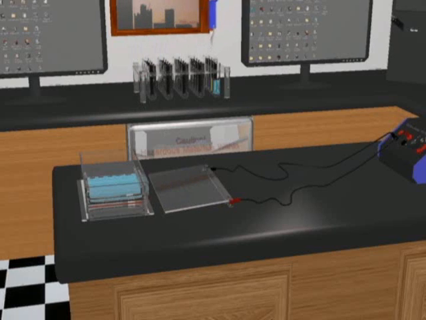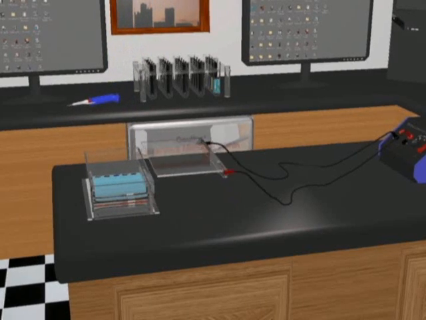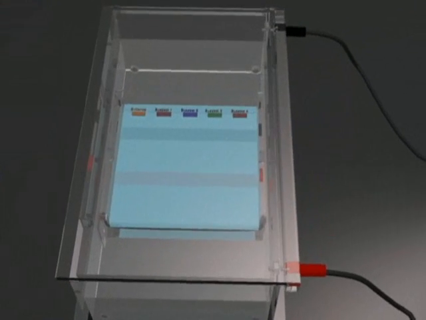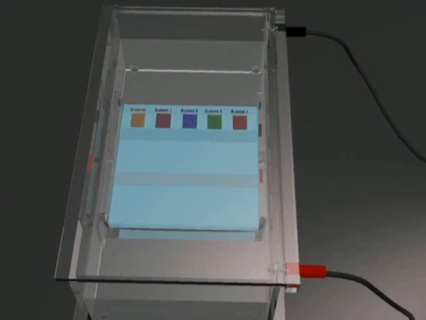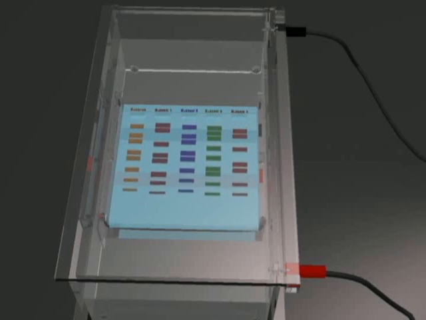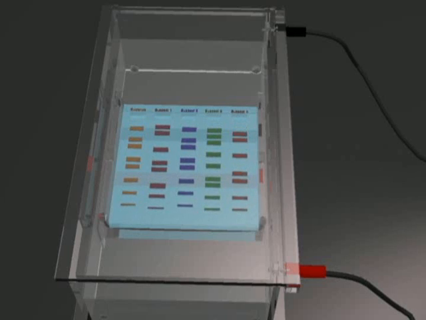DNA solutions are loaded into a well in the gel. The gel matrix acts as a sieve for DNA molecules. Large molecules have difficulty getting through the holes in the matrix. Small molecules move easily through the holes. Because of this, large fragments will lag behind small fragments as DNA migrates through the gel. Results are usually photographed in order to save the findings.